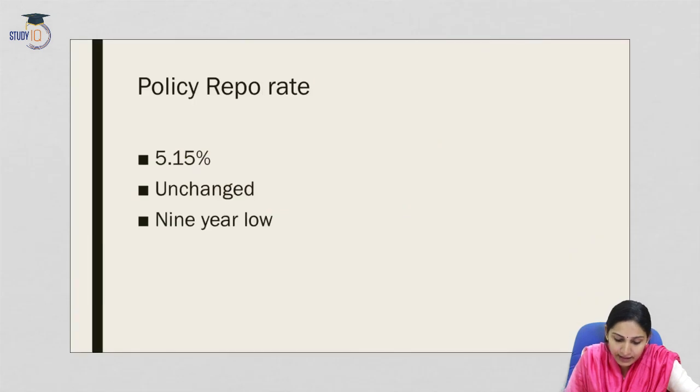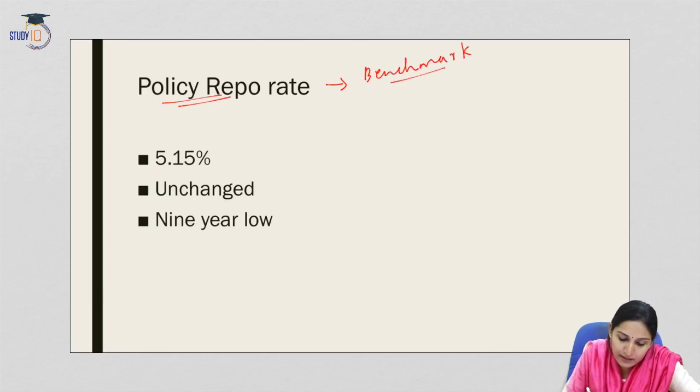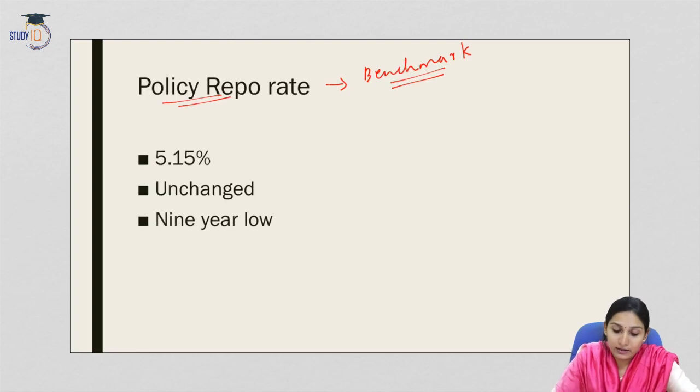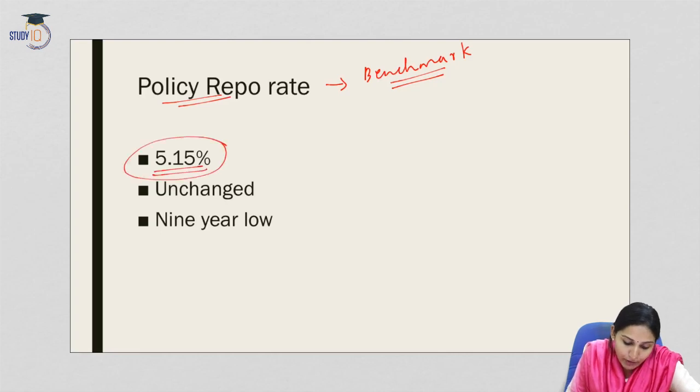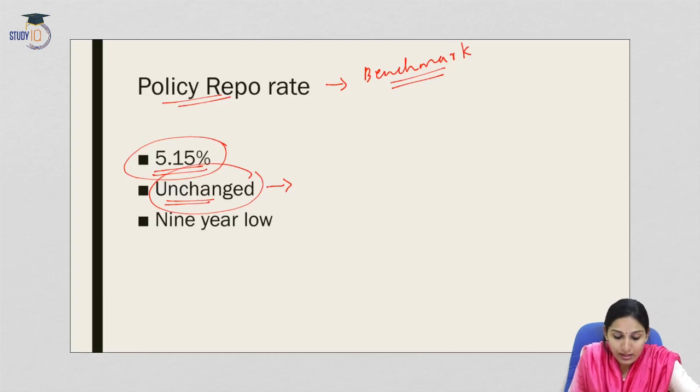Now moving on, let us see what is the policy repo rate. So the policy repo rate, as we said, is a benchmark interest rate, and the repo rate plays a very crucial role in determining the interest rates in the economy. So now at present the policy repo rate is 5.15%. It is unchanged. From the last meeting, RBI has not changed the interest rate, so it is kept unchanged. Whereas the 5.15% repo rate is a 9-year low interest rate in the economy. So even though this time RBI did not bring down the interest rate, this is again the 9-year low rate of interest in the economy.